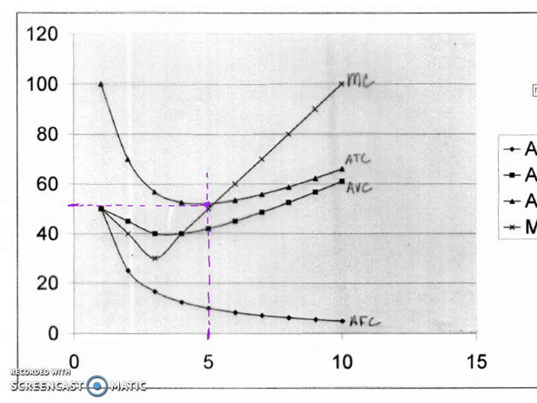The average total cost was 52. So that's what this number here is. That number is 52, is the average total cost when we produce 5 units of the good. Now, let's think a little bit more about that. How can we calculate the total cost? Well, remember that the average total cost is equal to the total cost divided by the level of output.